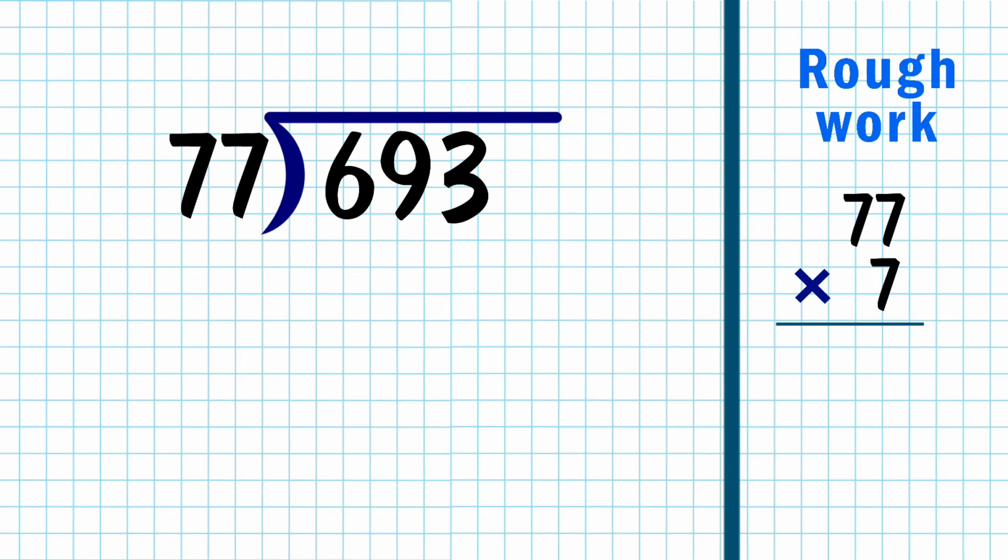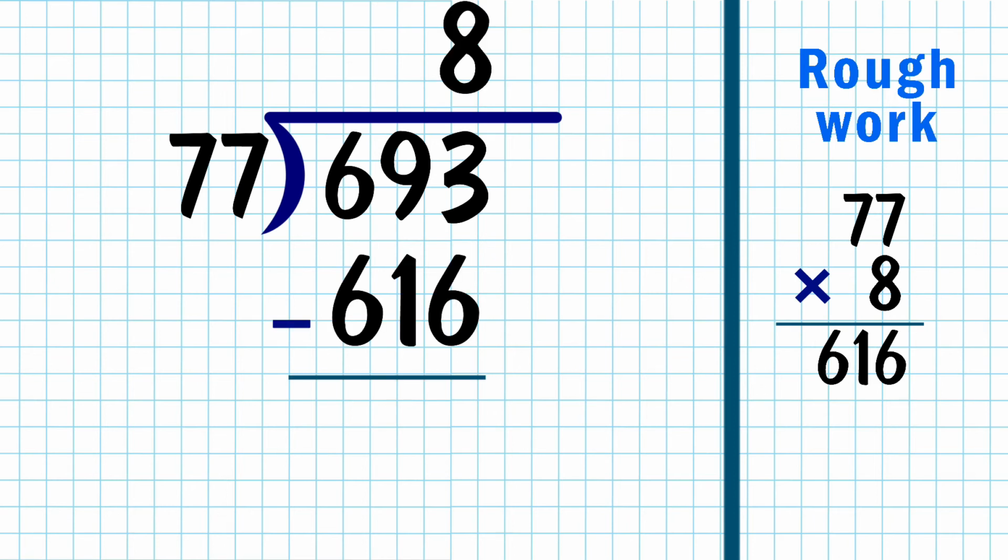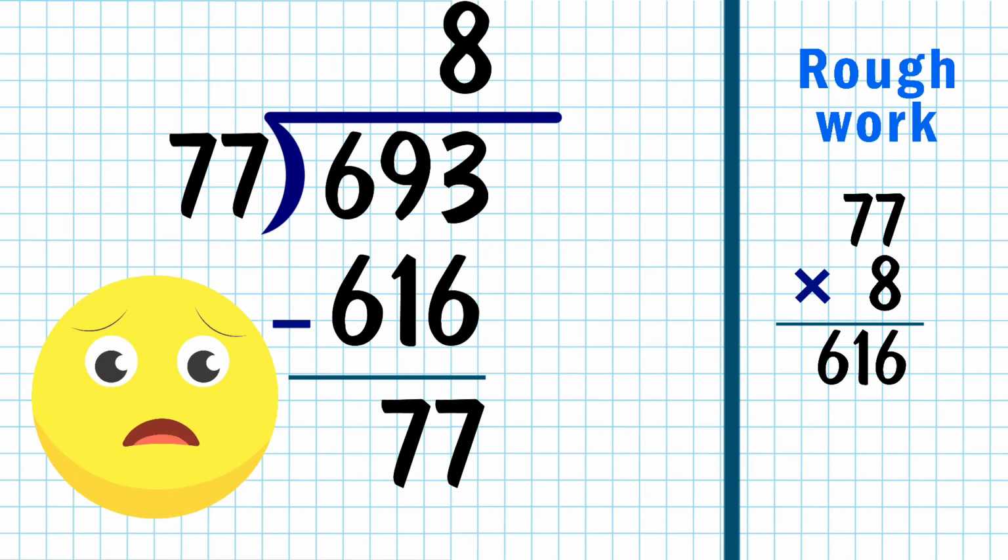77 multiplied by 7 is equal to 539. 77 multiplied by 8 is equal to 616. This seems the number nearest to 693. Let's see if it works. 693 minus 616 is equal to 77. Oh, we were just a number behind.